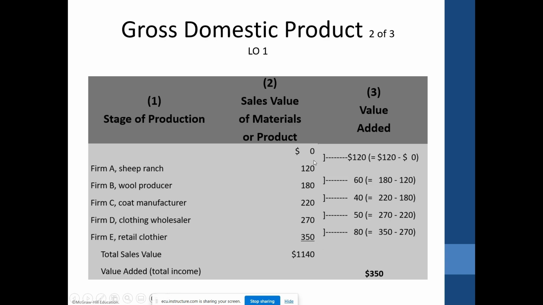If you simply add those values up, which is 120, 180, 220, and so on, you get 1140. It is not GDP. It is total sales value. What you should do is only add up the value added at each stage, which is 350. This is the same if you use the final product approach, 350.